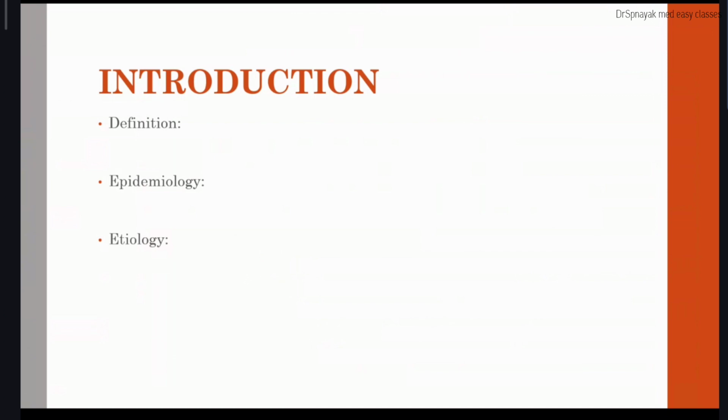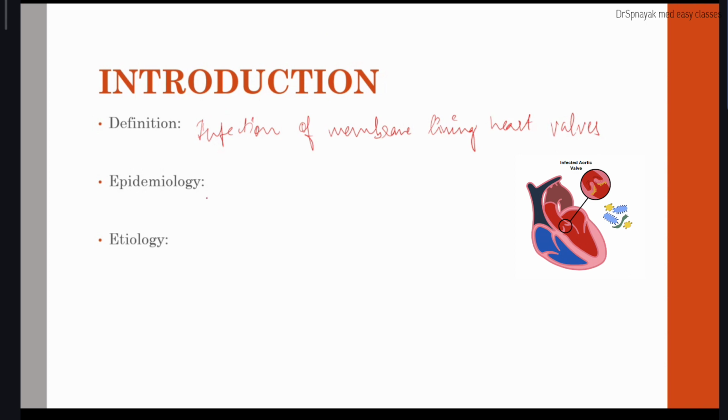So first of all, what is the definition? What exactly is infective endocarditis? It is the infection of the heart walls or the membrane lining the heart walls, and it is also an infection of the heart chambers, because the endocardium lines both the heart walls and the heart chambers.